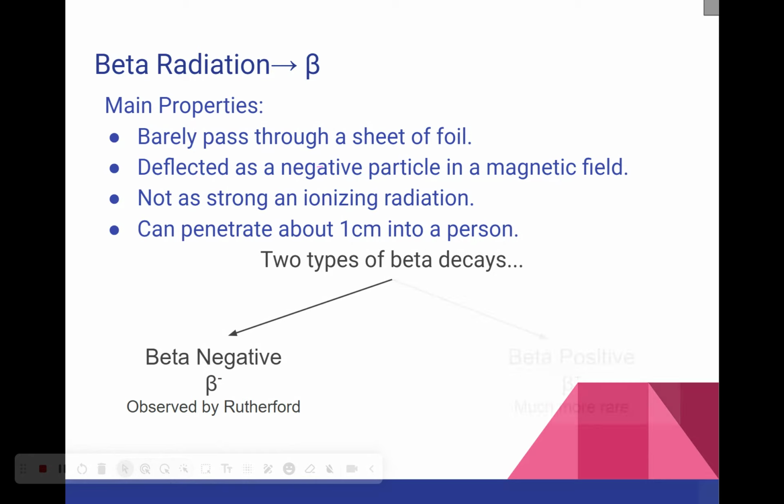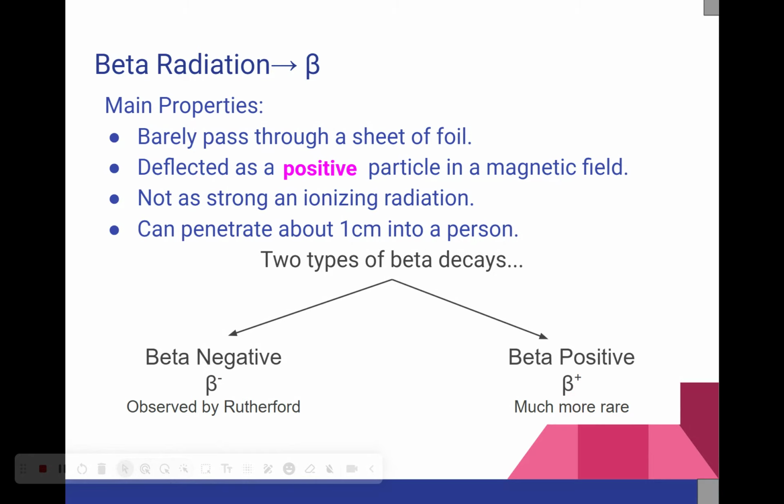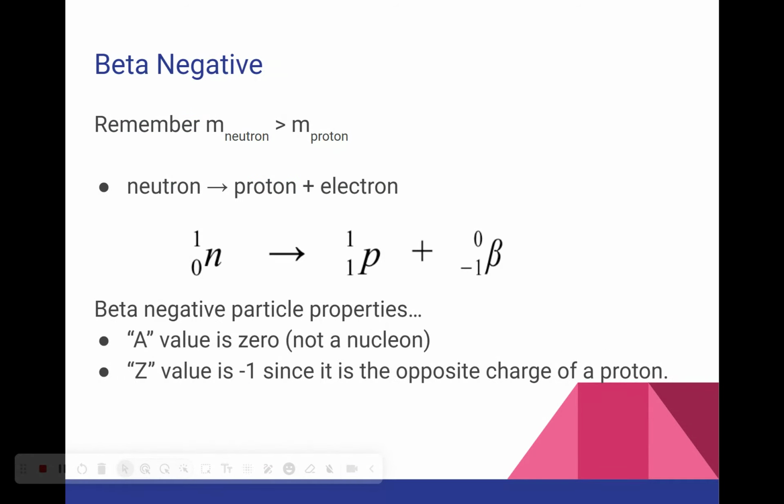Whereas, guess what? Beta positive, the other kind, is much, much more rare. And we're going to see when we get into the specifics of beta positive decays why. But they are deflected as positive particles in a magnetic field because they are single elementary positive charges. I don't want to say too much more, though, until we actually get to talking about them, because it is kind of weird. Anyways, to discuss beta negative, what we really have to understand is what the beta negative particle is.